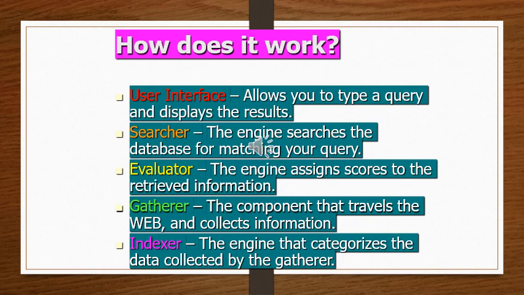The next thing after the evaluator is the gatherer. The gatherer is a program that traverses the web and gathers information about web documents. It runs at short and regular intervals. It returns information that will be indexed to the database. There are alternative names for the gatherer: we have bot, crawler, robot, spider, and worm.